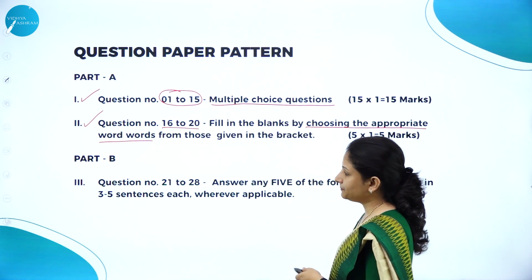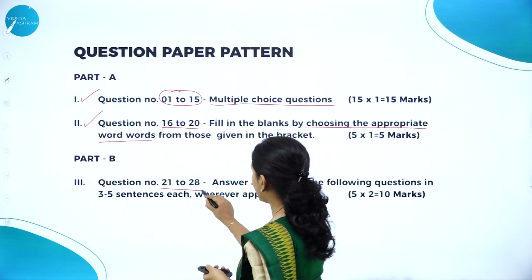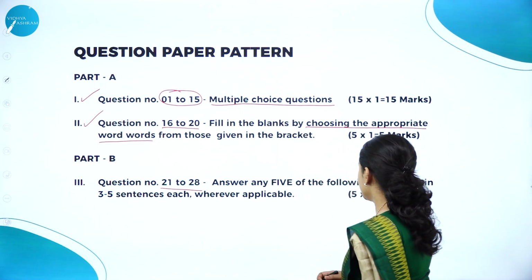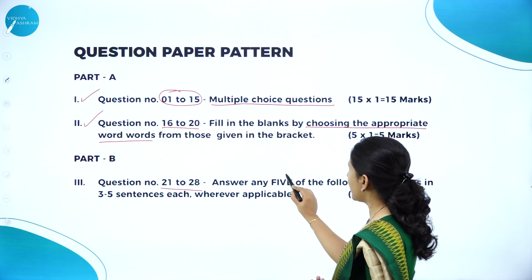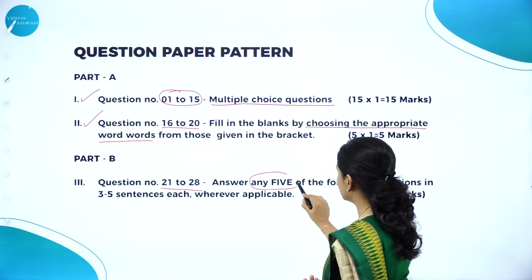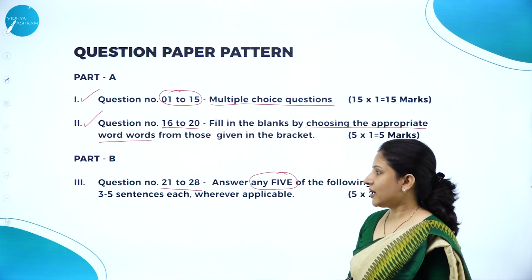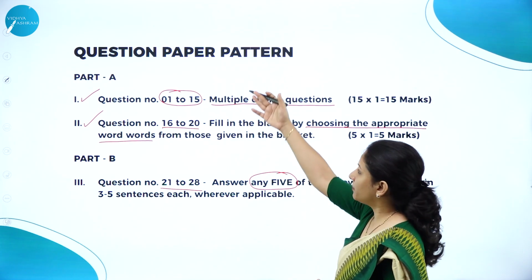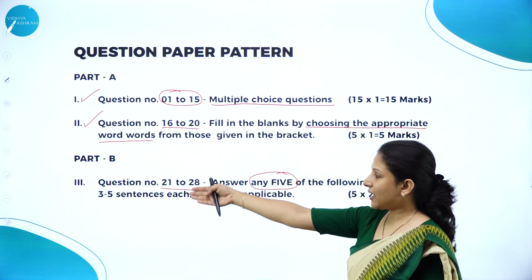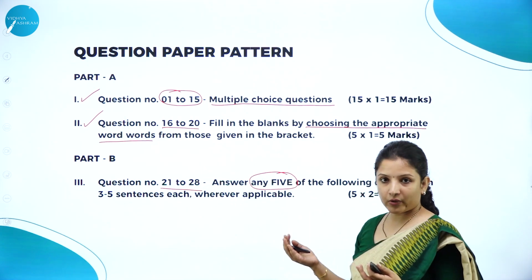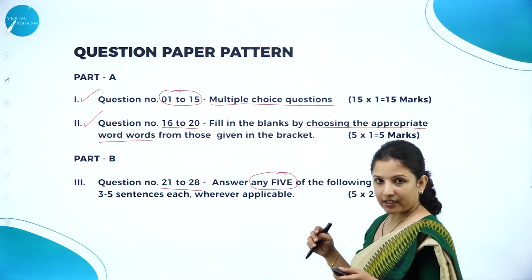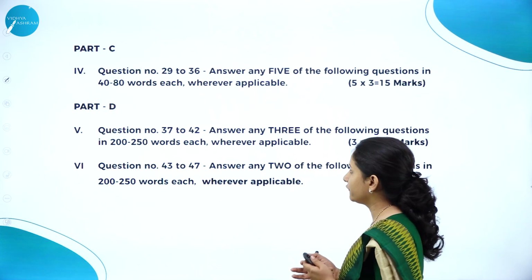Next part B, question number 21 to 28. Here 8 questions will be given, out of which you have to answer any 5. This is a 2-mark question. So part A is entirely 1 mark. Part B is entirely 2 marks. 8 questions will be given and you have to answer any 5. The number of options is also more for you.